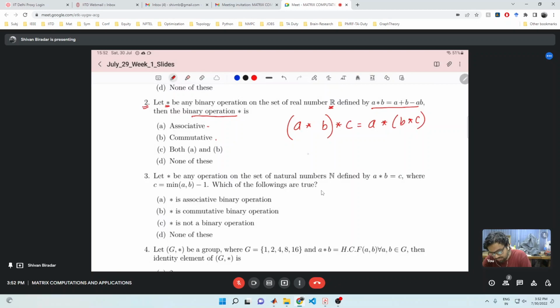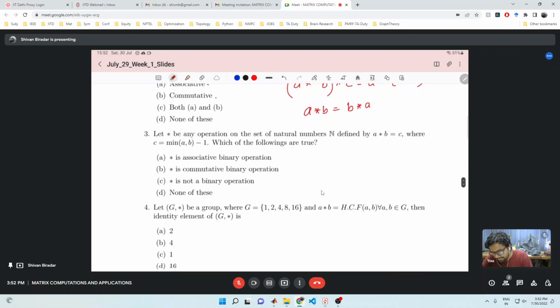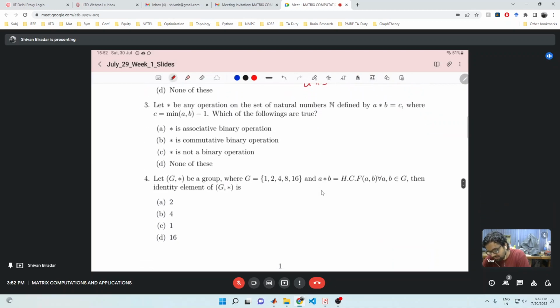And what is commutative? A star B, is this equal to B star A? If these are equal, then we say that it's commutative. The same thing applies for this question. You can do it on your own.